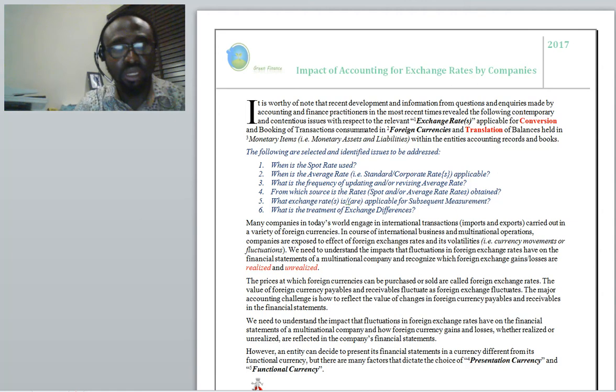Now, when is the spot rate applicable for financial reporting purposes? Likewise, we'll be looking at the average rates. What constitutes an average rate?